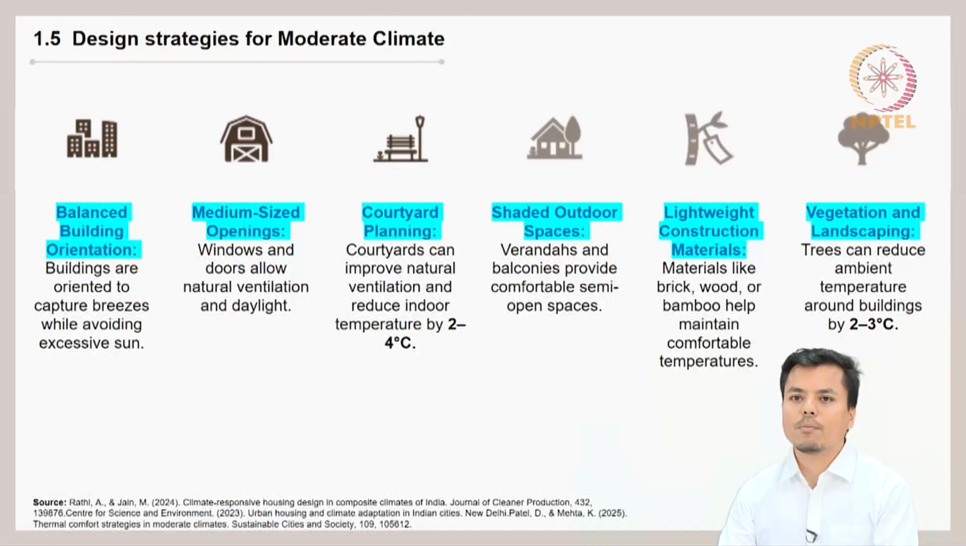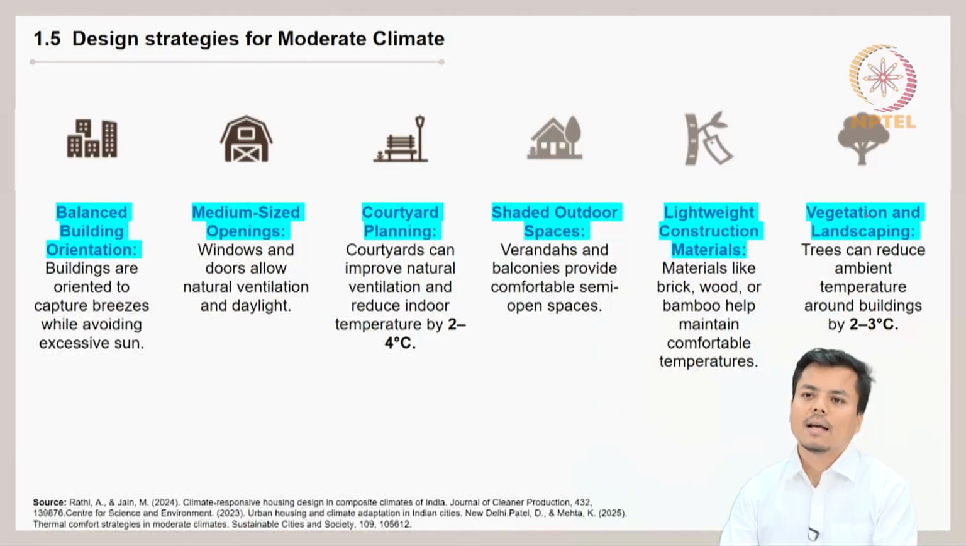The next is about moderate climate. So balanced building orientation is followed. Buildings are oriented to capture breeze while avoiding excessive sunlight. Medium sized openings are designed. Windows and doors allow natural ventilation and daylight, so dependency on mechanical means for lighting and ventilation of the space is minimized.